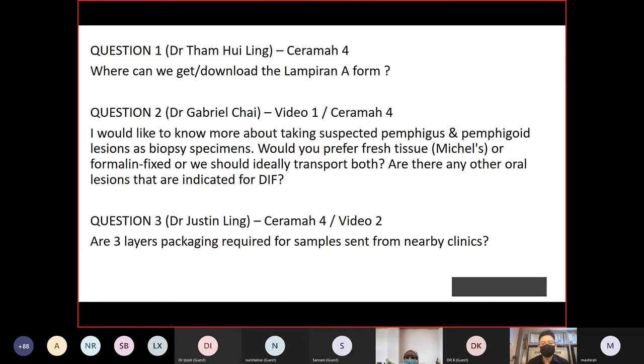Okay, back to Fairuz. For the participants from Sabah, we need a Lampiran A, because last time, in our PeRPack form, it doesn't ask for it.